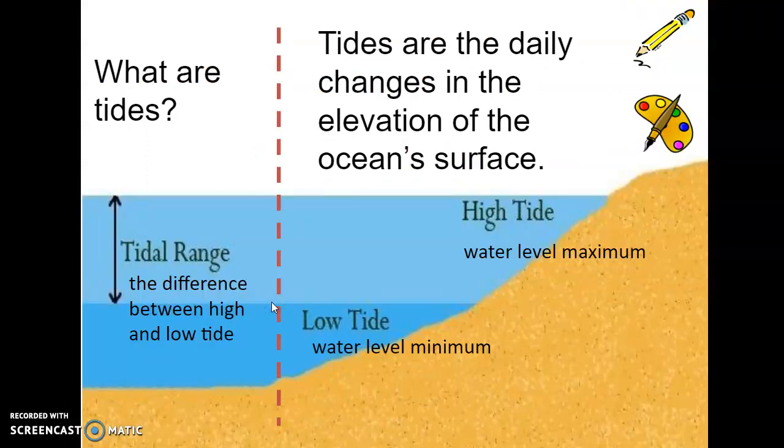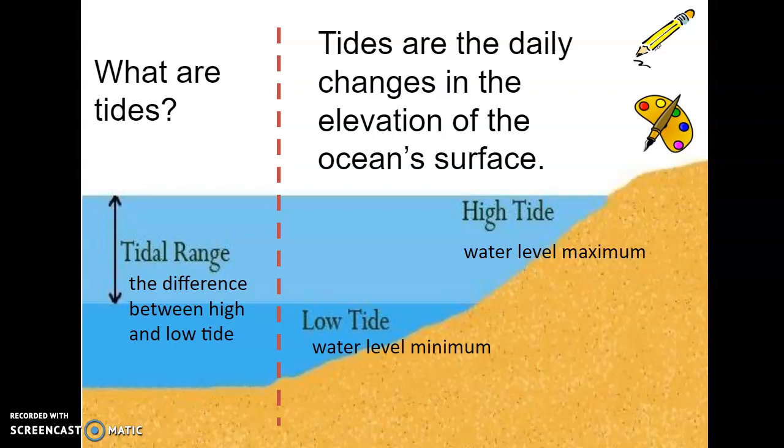Okay, so in today's lesson we're learning what tides are. So what are tides? Tides are the daily changes in the elevation of the ocean's surface. So when you are at a beach or near a lake, you notice that there are tides. So that's when the water is coming in and out.